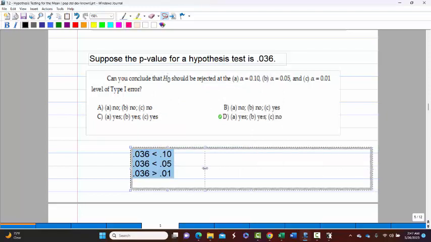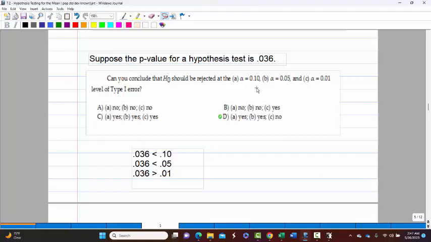Okay, so you see you're comparing that 0.036 to each of those given alphas. So when the p-value is less than alpha, we reject. So you see the first one's a reject, the second one is a reject, but the third one is fail to reject. So the answers yes or no are based on rejecting, because it says, can you conclude that it should be rejected? So first one's yes, reject. Second one's yes, reject. Third one is no, don't reject. So that is why yes, yes, no would be the correct answer choice for all 3 of those. So you're just comparing it to each level of significance.